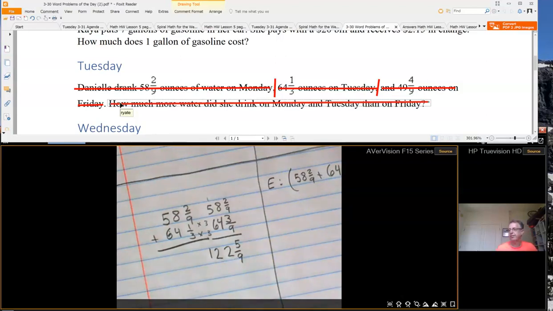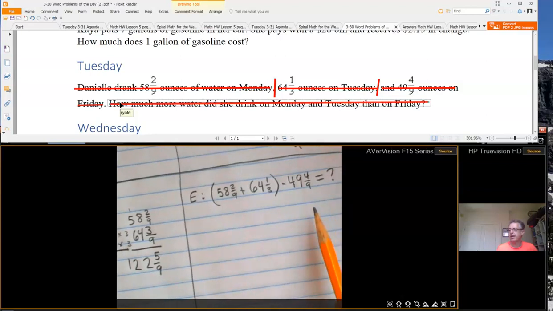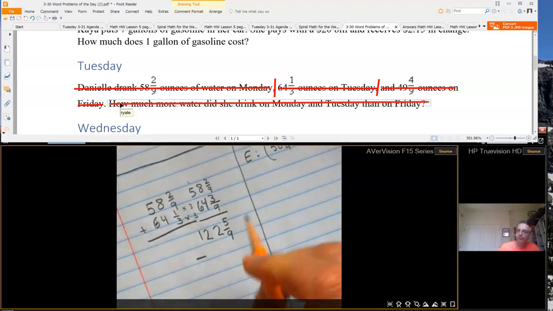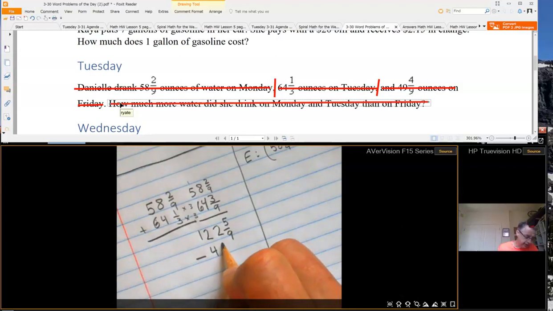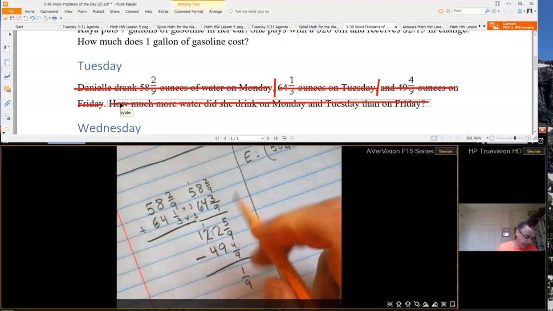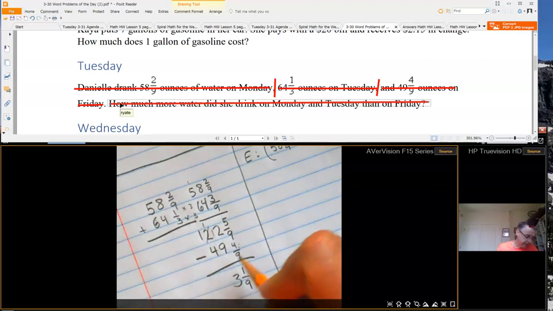But I'm not done yet. The next thing I've got to do is subtract that 49 and 4/9 for Friday. So I'm going to do that right now. I'm going to subtract 49 and 4/9. Now this I can do because the denominators are the same. So subtraction is pretty easy. 5 minus 4 is 1. That becomes 1/9. And then it's just regular subtraction. Just do a little borrowing. 12 minus 9 is 3. This becomes 11 minus 4, so I'll carry the 1 here. 11 minus 4 is 7. And I end up with 73 and 1/9 ounces.